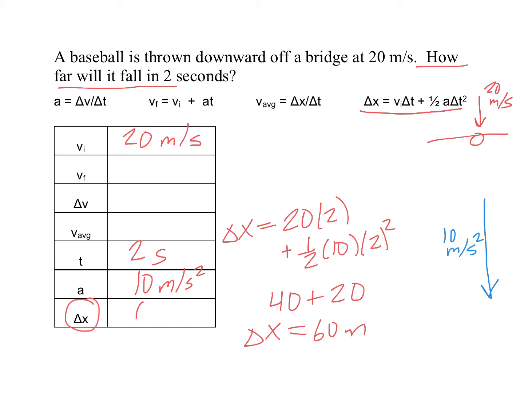And at this point, I'm actually done. How far does it fall? I would write it falls 60 meters. So again, I want to actually take a moment and write out an answer, not just rely on the chart. But how could I do this with the chart?